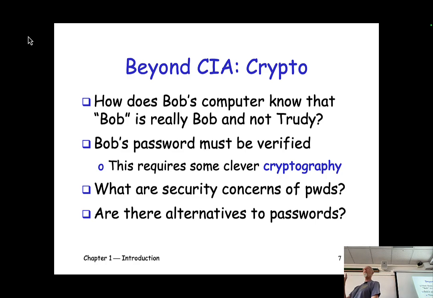Okay, so we will see some clever cryptography is involved in password verification. And there's a lot of security concerns with passwords, so we'll discuss those. And what are the alternatives to passwords? Things like biometrics and having your phone in possession and stuff like that. Okay, so cryptography comes in at that step. Okay, so Bob logs into his computer. Now he's got access to his computer. What's the next step?